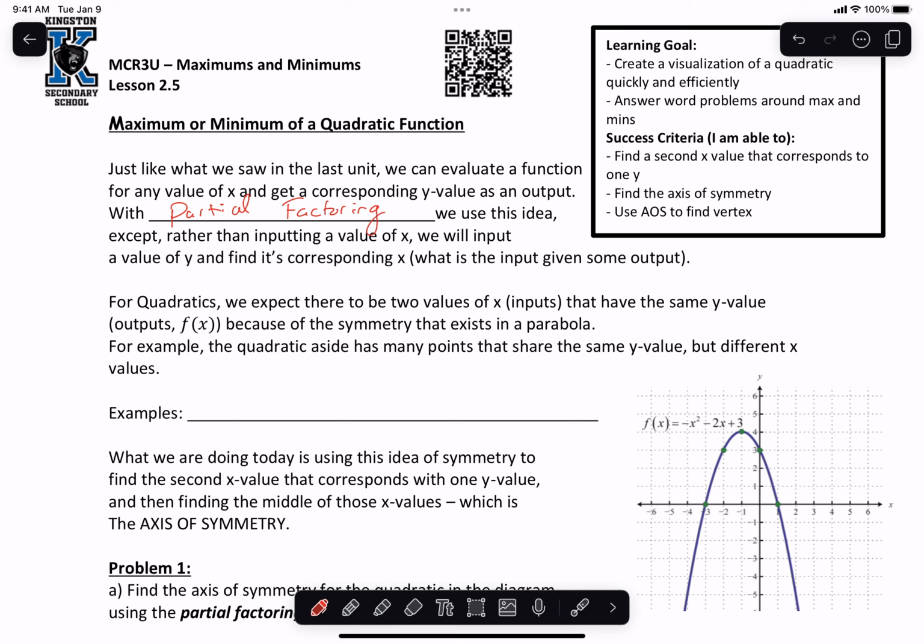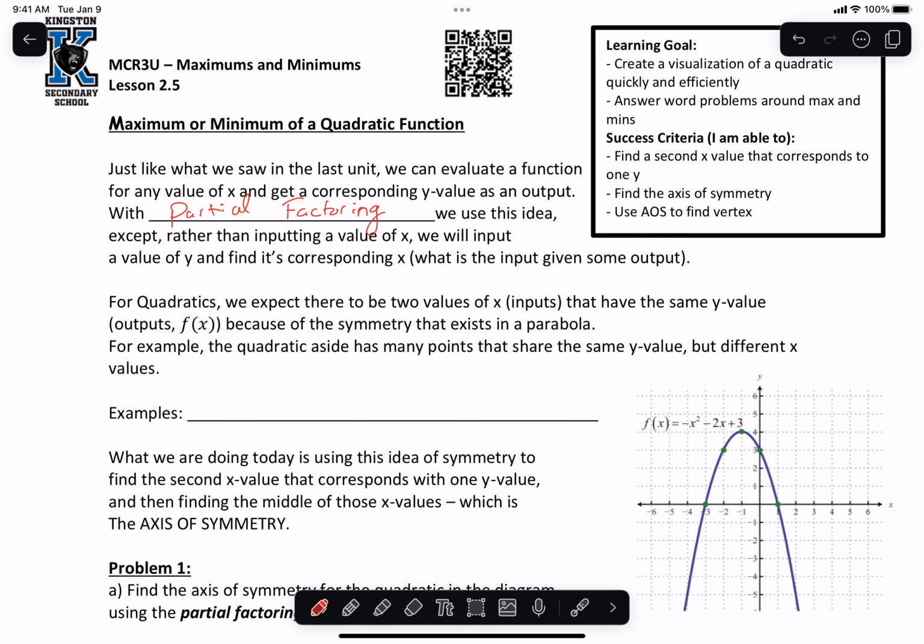So with the partial factoring, we use this idea, except rather than inputting a value of x, we're going to input a value of y. So we're going to replace the function notation f of x with some number and then solve for x. We're doing the exact opposite of input and output. We're going output, find the input. That's what we're doing.